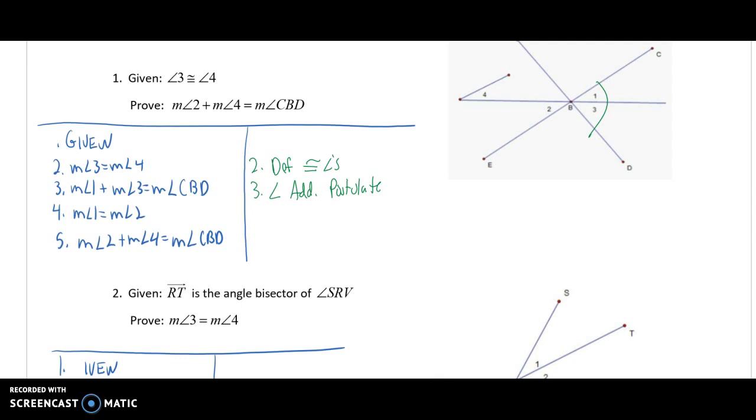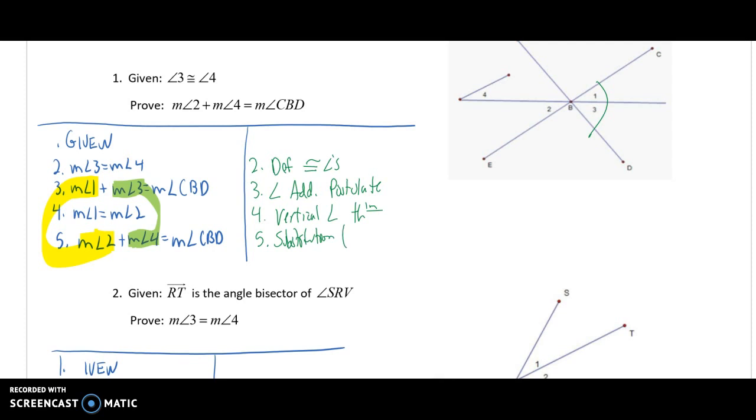And as I look at the drawing, angle 1 is equal to angle 2. That would be the vertical angle theorem. Now, I can take out angle 1 and plug 2 in for it. Likewise, because of what we have in step number 2, I can take out 3 and plug 4 in for it. And that would be a substitution.